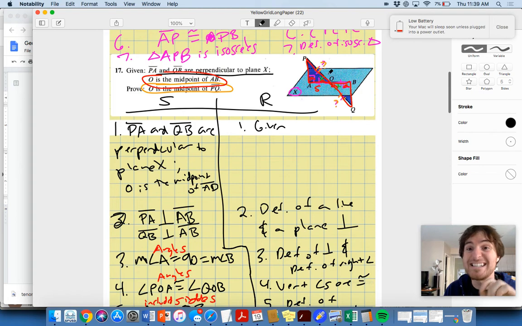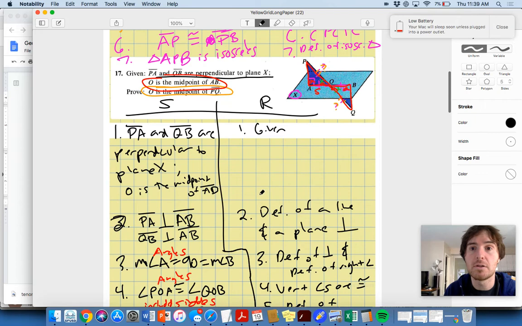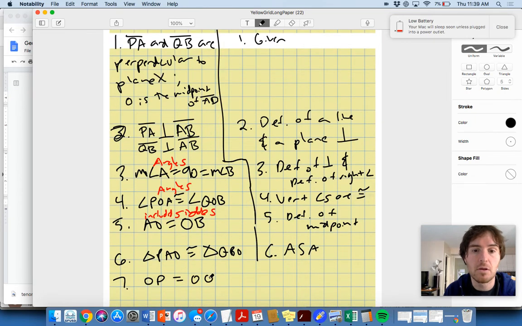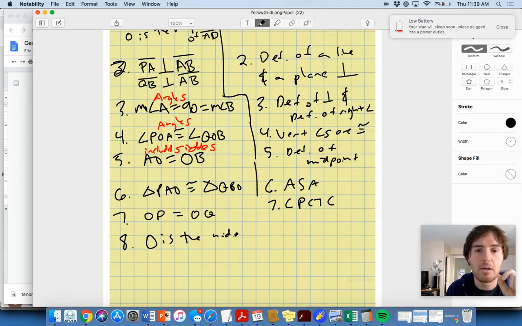So through CPCTC, I can say that OP equals OQ. That's through CPCTC. And then here, there we go. We got the midpoint. That's the midpoint of PQ. If PO equals QO, we got it here. So we got PO equals QO. So we got O is the midpoint of PQ. And that is from the definition of midpoint.